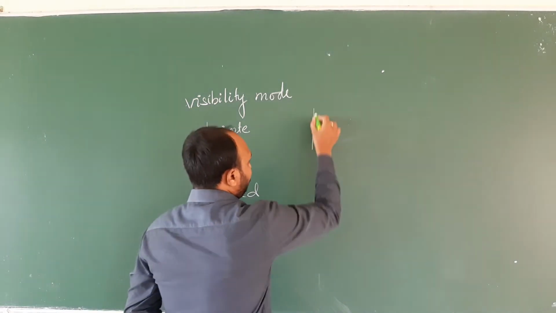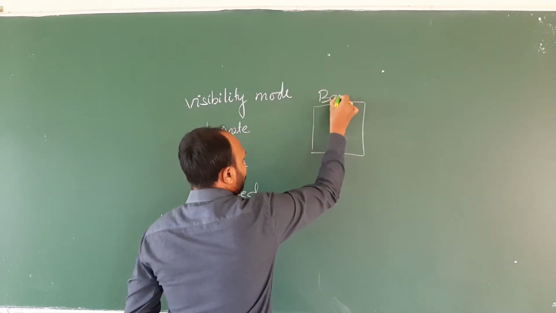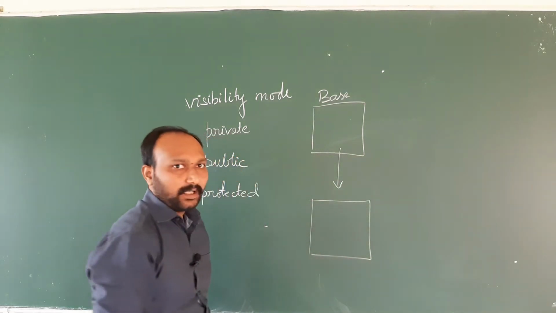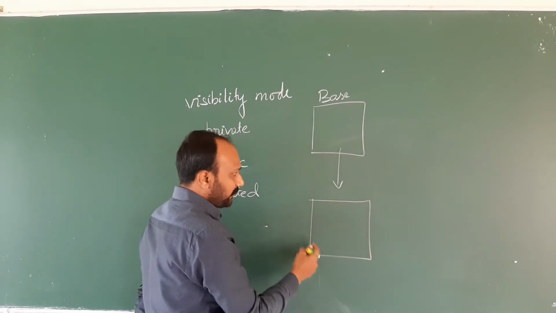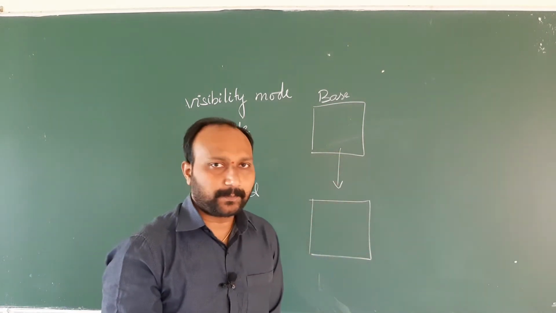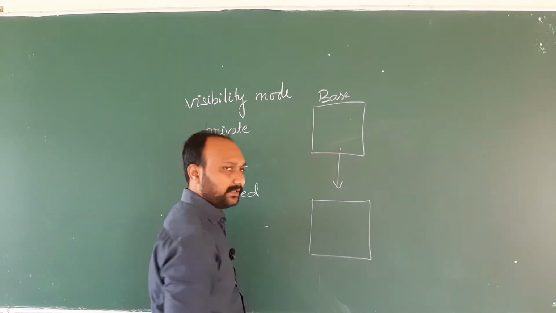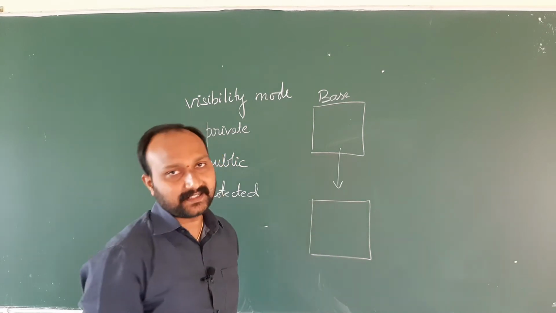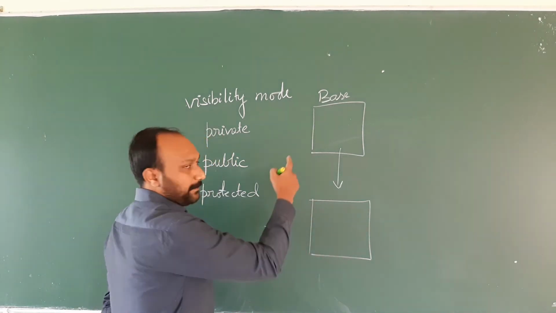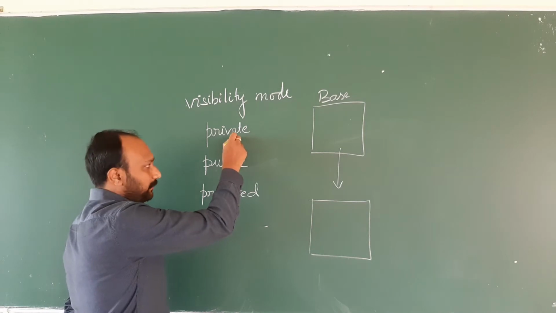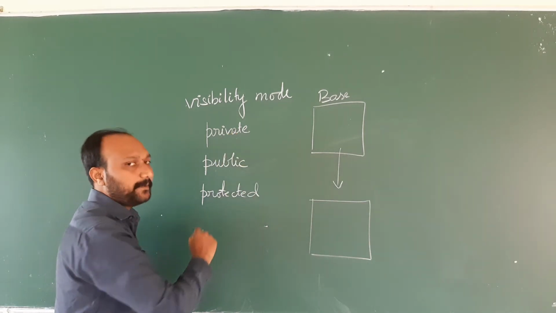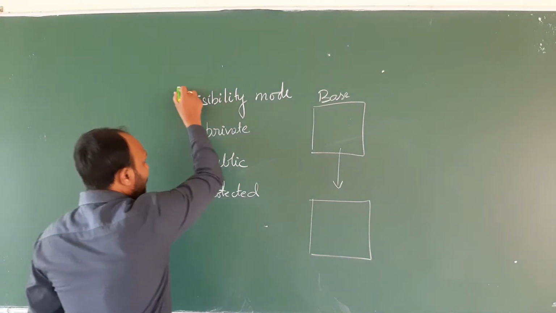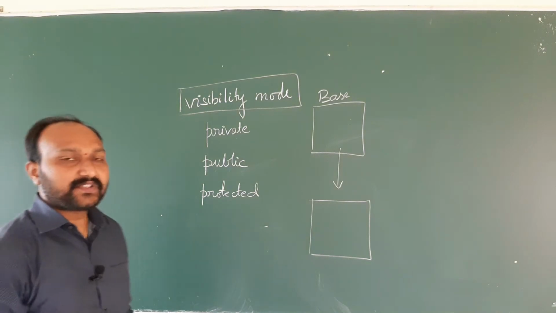So from a base class, we will be deriving a new class. At the time of deriving a new class, we will be inheriting some properties or all the properties of the base class. So, it all depends upon the visibility mode. What is the type of inheritance we are going with? The type of inheritance can be either private inheritance, public inheritance, or protected inheritance. So, in today's video, let us study in depth what is visibility mode.